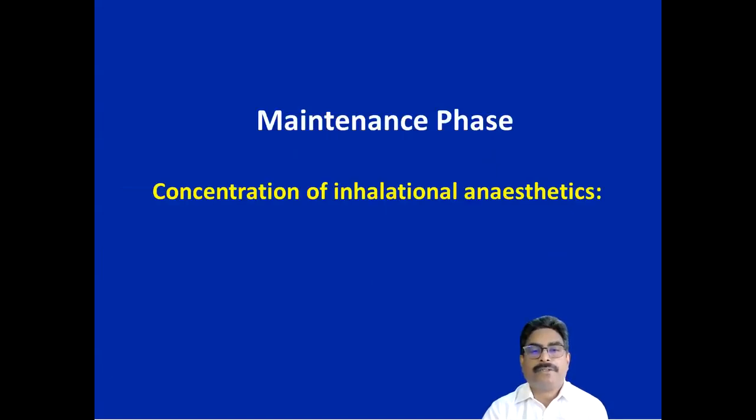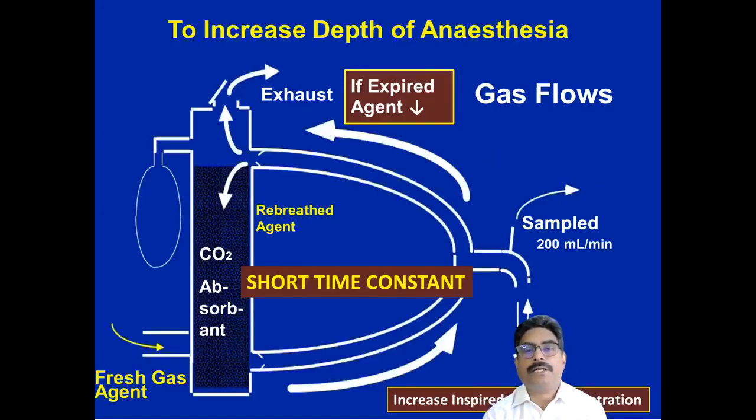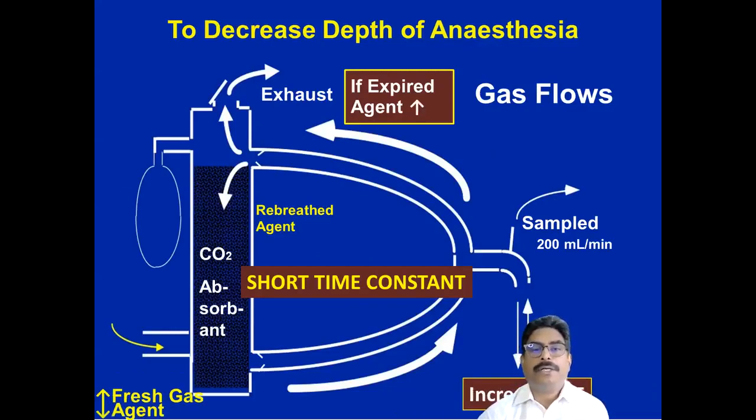So, the maintenance phase. Suppose you want to increase the depth of anesthesia, what do you have to do? If the time constant is short, you have to increase the inspired anesthetic concentration to increase the depth of anesthesia. Suppose you want to decrease the depth of anesthesia, you have to increase the fresh gas flow. Thereby, you can decrease the inspired anesthetic concentration in the inspired limb of the breathing circuit.